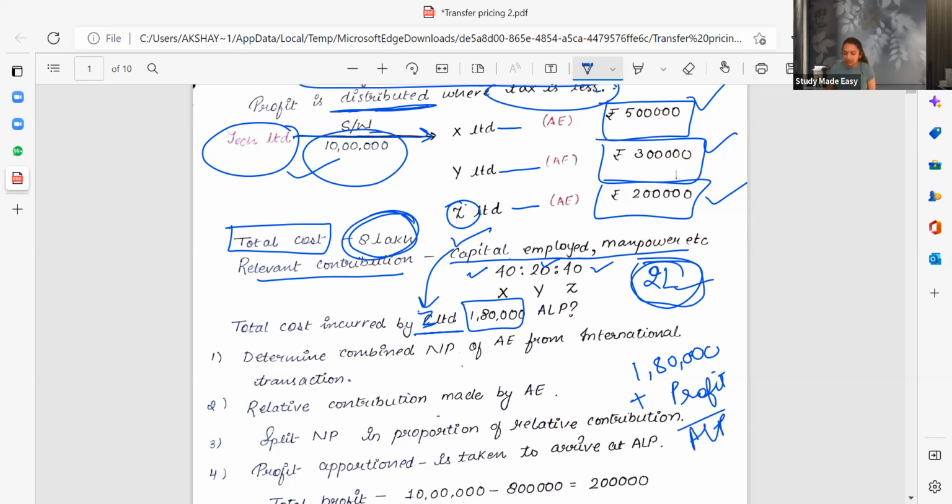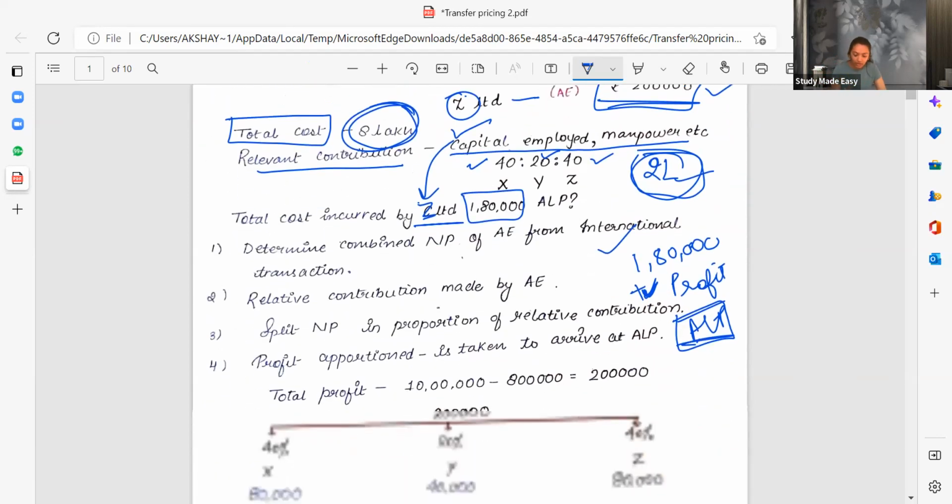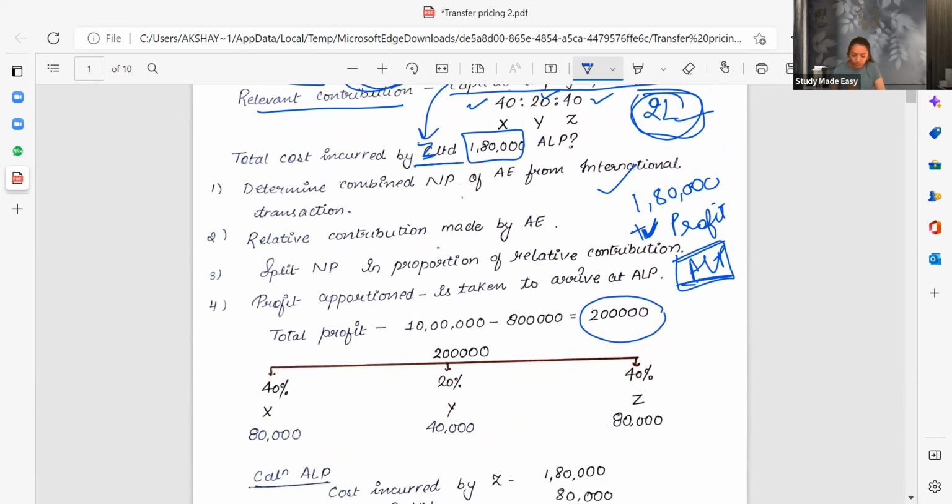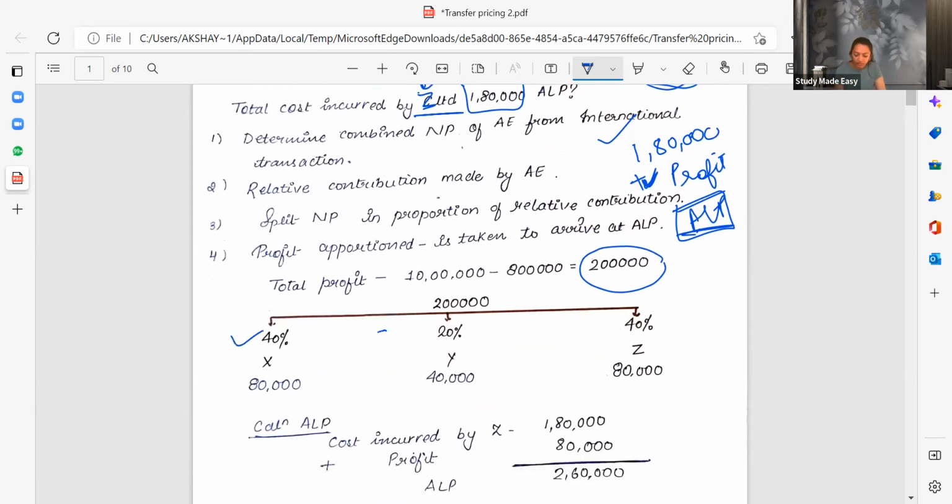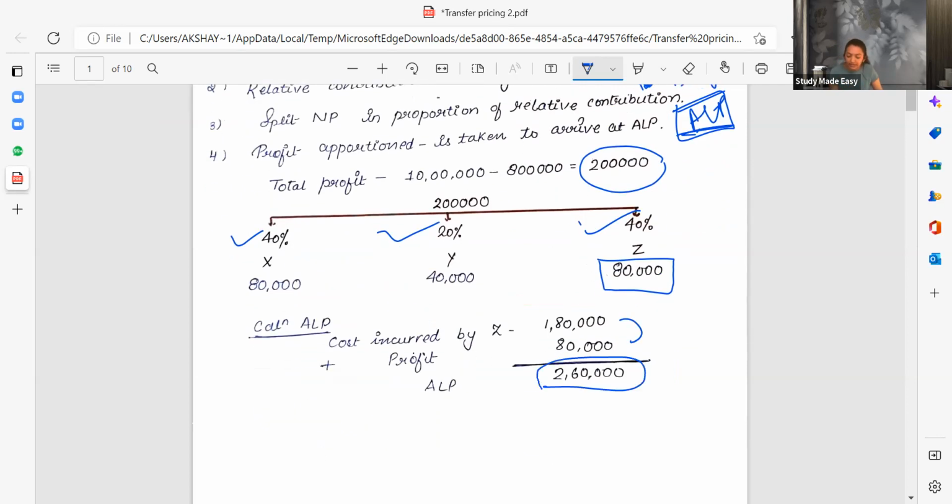This should be the arm's length price. The cost is this. Profit after distribution, whatever the profit would be there, I will get the overall arm's length price. So instead of 2 lakh, what should actually be distributed as revenue? Are you getting this? Now, we have just calculated the profit over here. And on the basis of distribution, what I found is I should distribute 80,000 as the profit to Z. Cost plus profit comes to 2,60,000. Actually, your arm's length price should be 2,60,000.